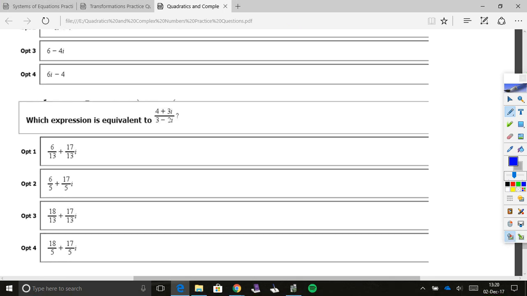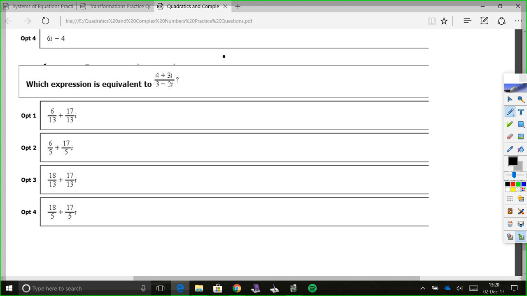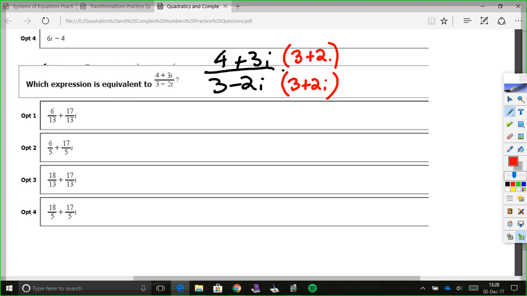All right, and we're almost done. Thank goodness. So here, we're going to use that conjugate rule a little bit. We have 4 plus 3i over 3 minus 2i. To simplify this and figure out the answer, we're going to multiply by the conjugate of the denominator. The denominator is 3 minus 2i, which means the conjugate is 3 plus 2i. So we're going to multiply the top and bottom by that conjugate.